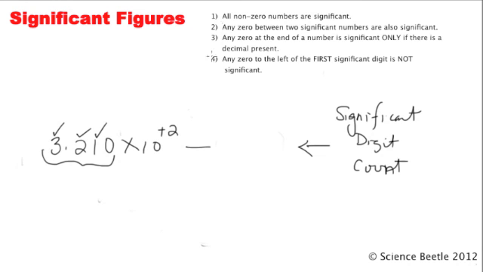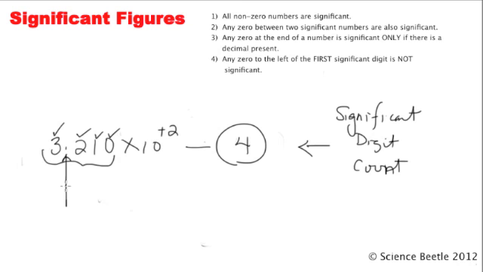But if we look at number 2, it really doesn't apply because the only 0 we have is at the end. So the rule that really does apply in this particular case is going to be rule number 3. Any 0 at the end of a number is significant only if there is a decimal present. Since we see the decimal present right there, therefore, because it is present, that means that this 0 at the end is also significant. So the count here is going to be 4.